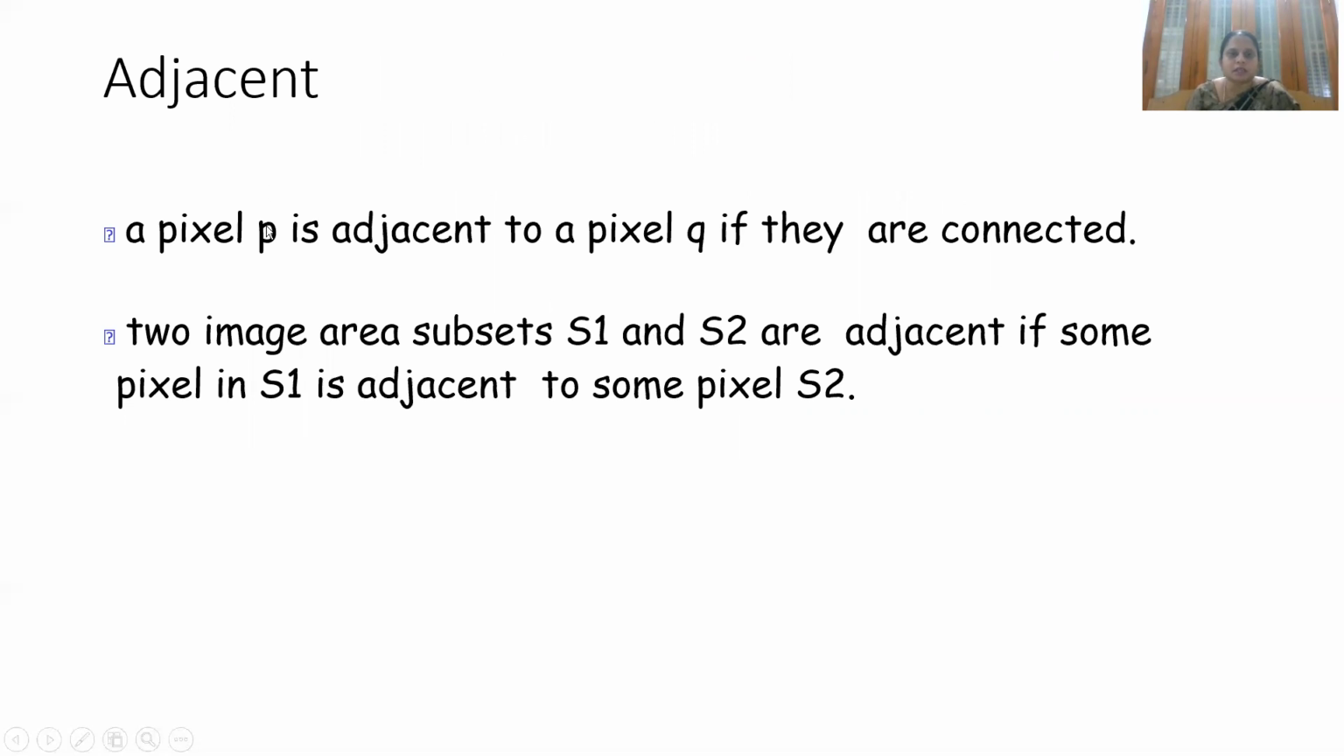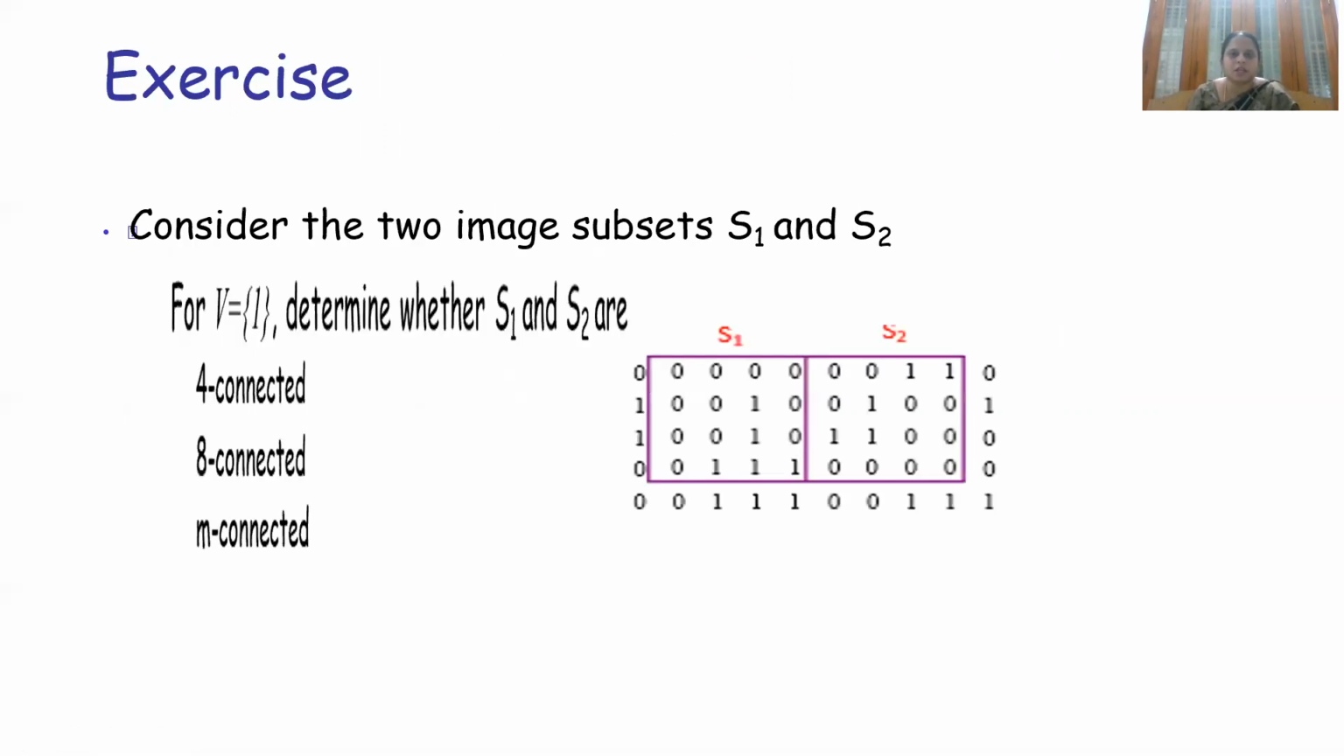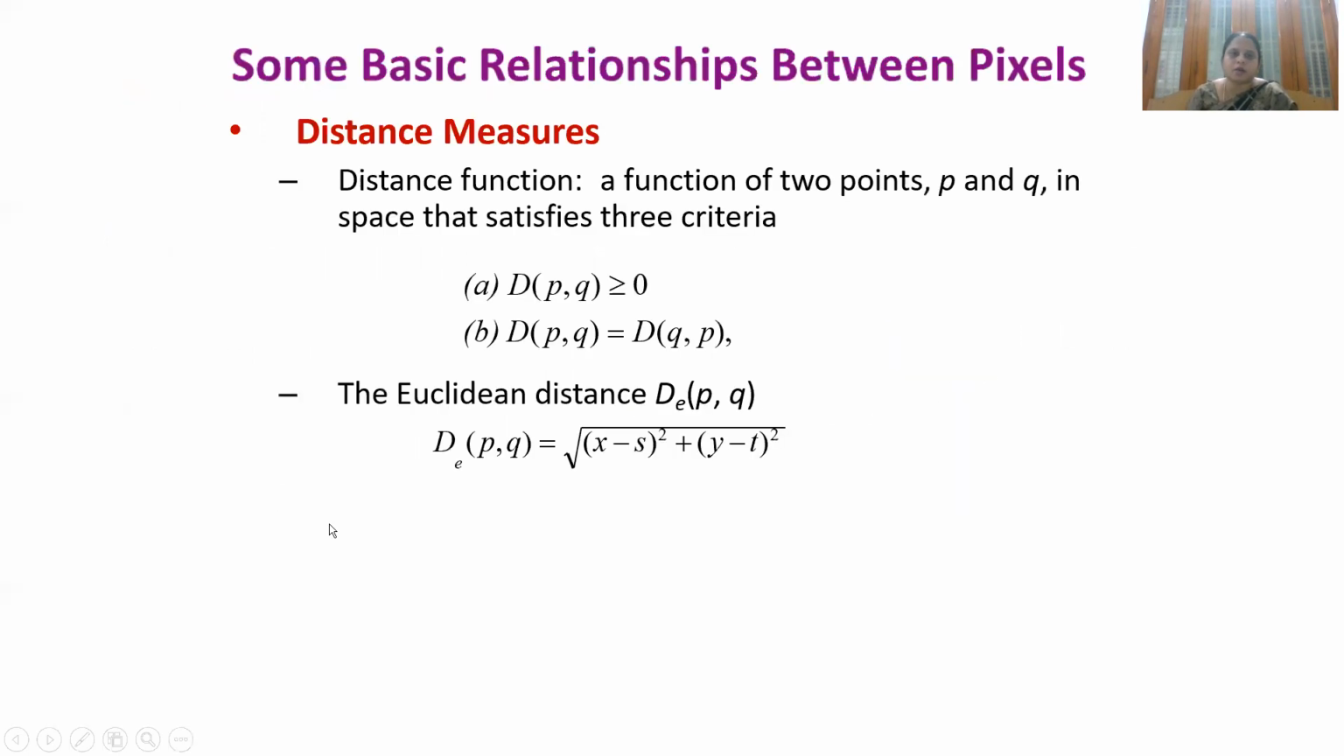Next is adjacency. A pixel is said to be adjacent only if they are connected. Only if there is a connection can we say adjacency. Similarly, 2 subsets can also be adjacent if they are connected. S1 is one subset and S2 is another subset, and S1 and S2 should be 4 connected. There should be 4 connectivity, or the pixels should have diagonal connectivity or M connectivity also.